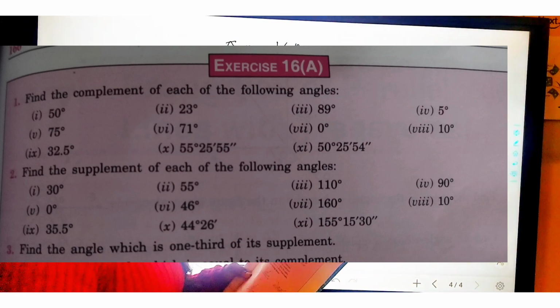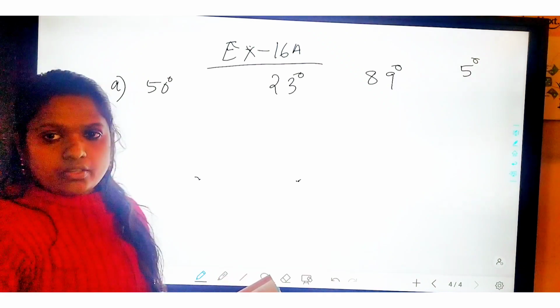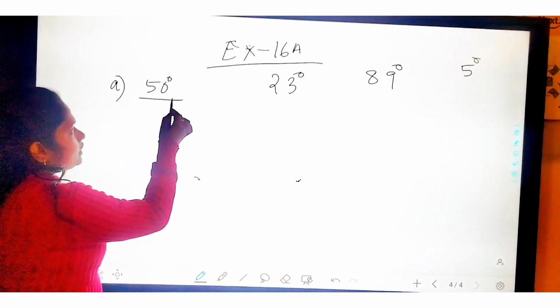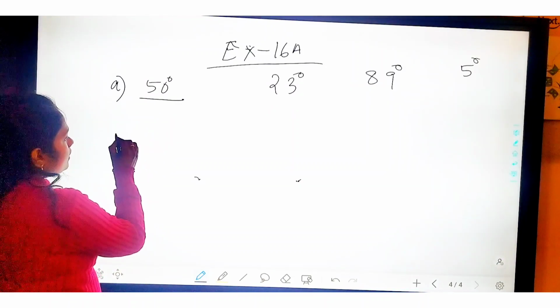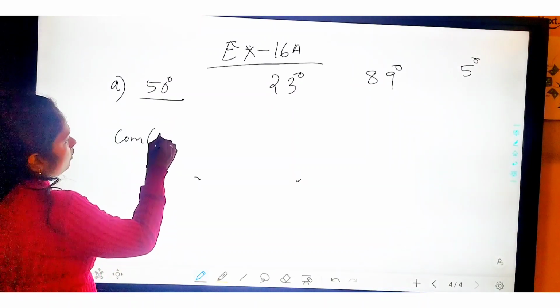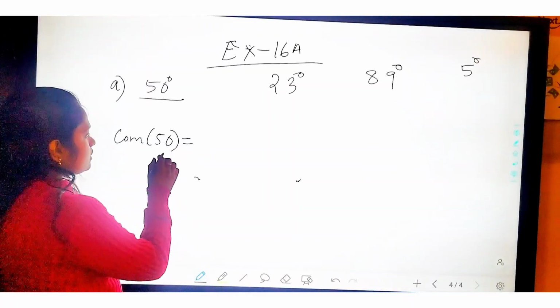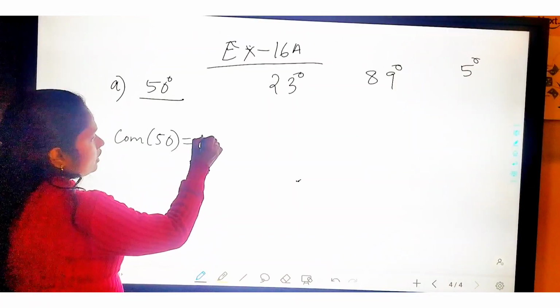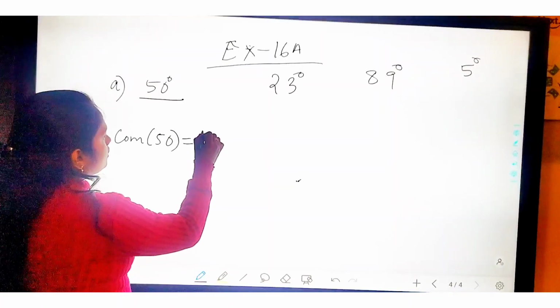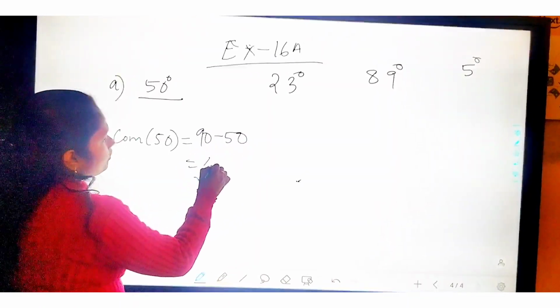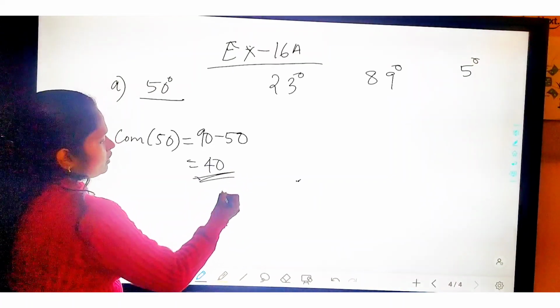These are the first 4 examples. Okay, we are going to find out the complementary angles. 50 degrees is given. What is the complementary angle of 50? We know that the sum of the two angles is 90 if they are complementary to each other. So 90 minus 50, that will be 40. So 40 will be the answer.